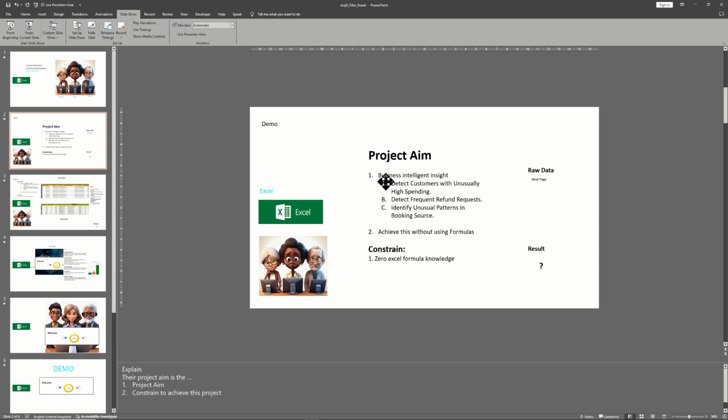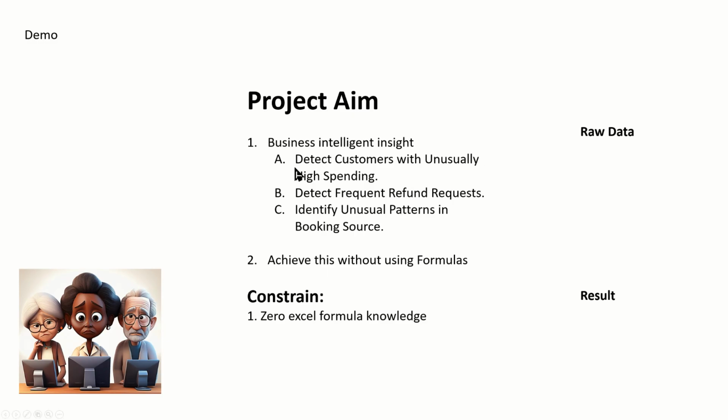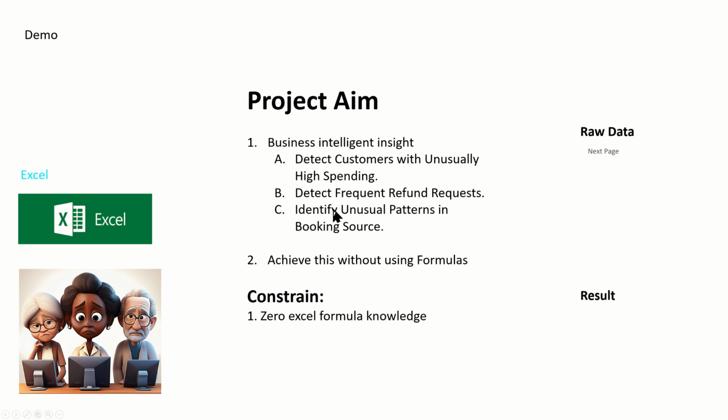As you can see, they want, number one, business insight. They want us to have a look at where we can detect customers. Let me make it bigger. Number one, they want us to detect customers with unusual high spending. Also detect frequent refund requests from customers. Then thirdly, identify unusual patterns in booking source.